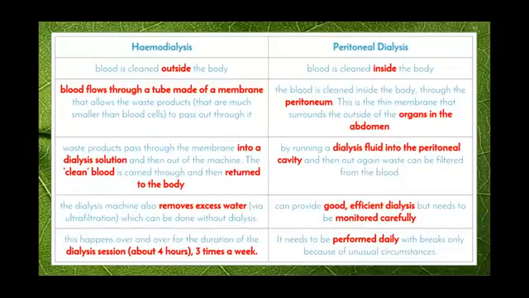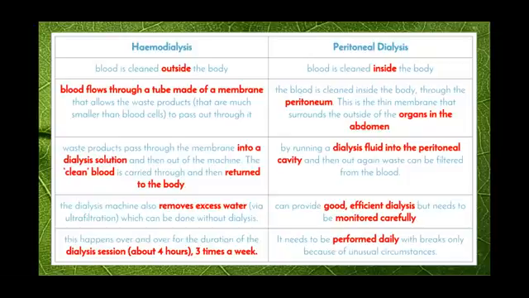So there's two different types of dialysis that we need to look at. The first one we're looking at is hemodialysis. During hemodialysis, blood is cleaned outside of the body. While the person is hooked up to a machine, blood flows through a tube made of a membrane that allows the waste products that are much smaller than blood cells to pass out through it and into the machine. So waste products pass through the membrane into a dialysis solution and then out of the machine. The clean blood is then carried through and returned to the body.